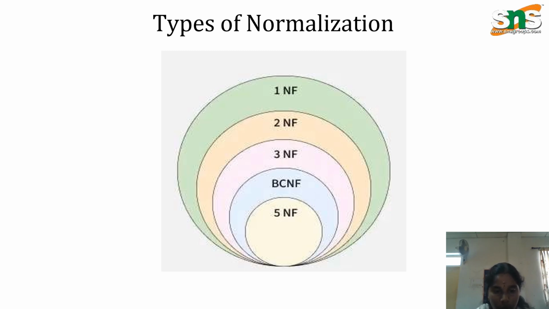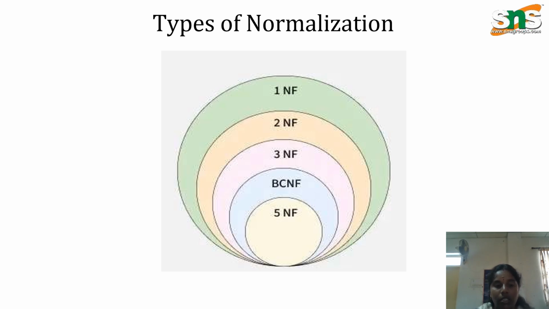For an example of first normal form, if a table has a phone numbers column that stores multiple phone numbers in a single cell, it violates the first NF. To bring it into the first NF, you need to separate the phone numbers into individual rows. The second one is the second normal form.